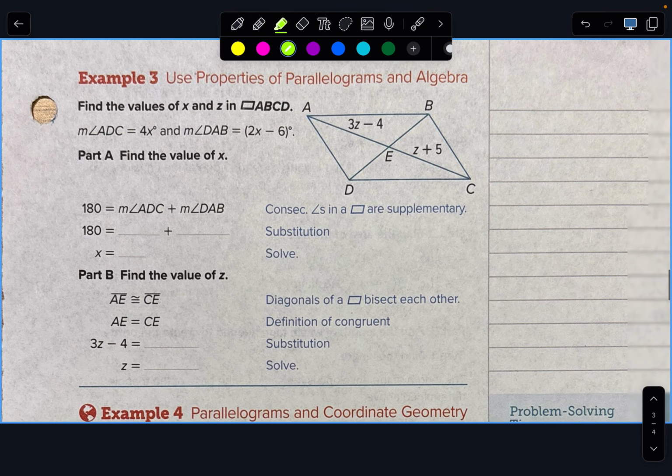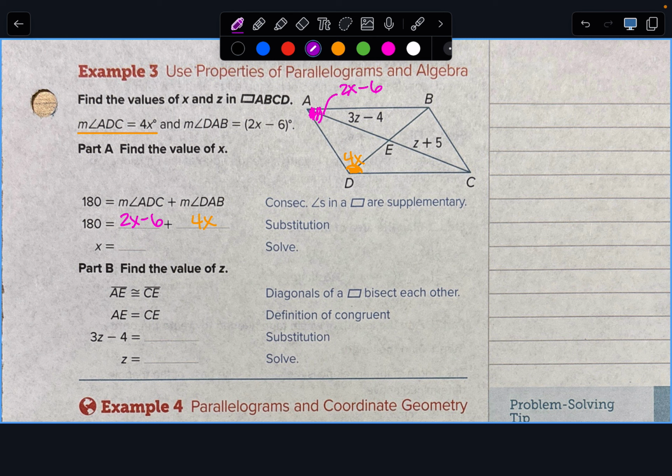They are supplementary. Their sum is 180. Okay? When you say they equal 180, that doesn't sound very formal. So we know that 2x minus 6 plus 4x needs to equal 180. What is x? 31. Yeah. Okay, 31. Cool.